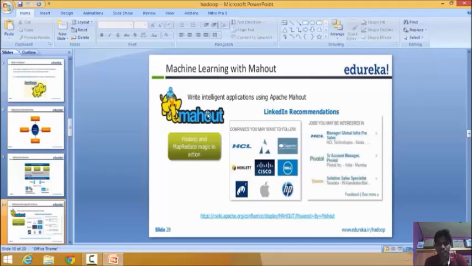Let us understand a basic example. How many of you have LinkedIn accounts? If you do have a LinkedIn account, you may have seen some LinkedIn recommendations like companies you may want to follow, jobs you may be interested in. How all this happens is due to Mahout. How it happens we will discuss in the further tutorials.